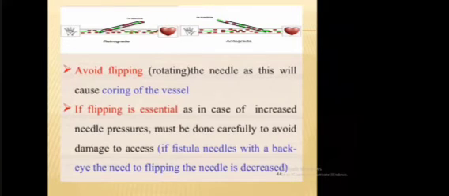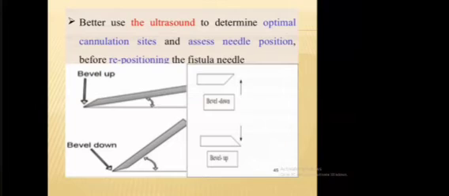Another point is to avoid flipping or rotating the needle, as this will cause scoring of the vessel wall and lead to infiltration and hematoma. Flipping is sometimes essential, for example in case of increased needle pressure, and must be done carefully to avoid damage to the access. With a fistula needle with a back eye, the need for flipping the needle is decreased. It is better to use the ultrasound machine to determine the optimal cannulation site and assess the needle position before repositioning the fistula needle.